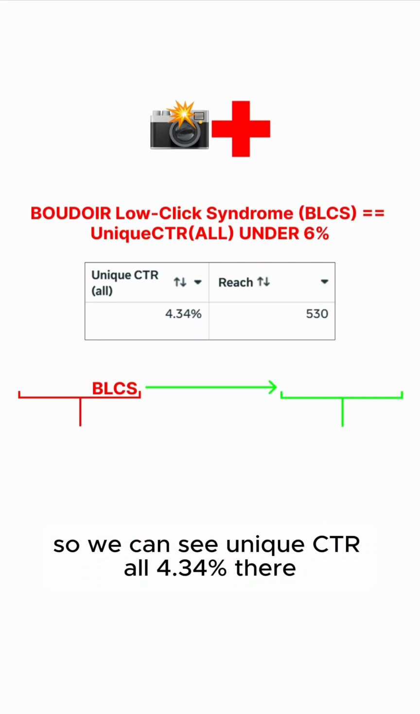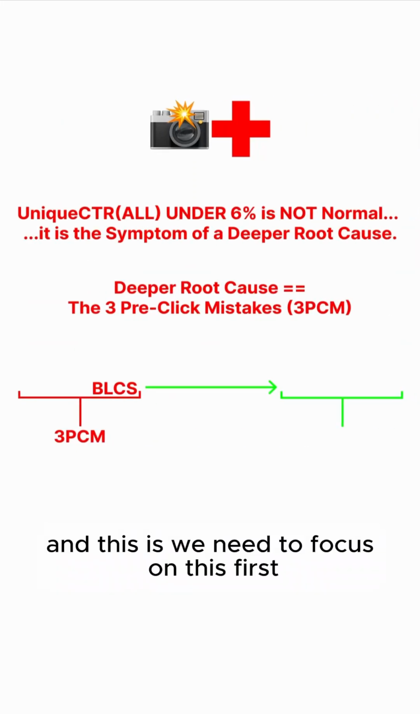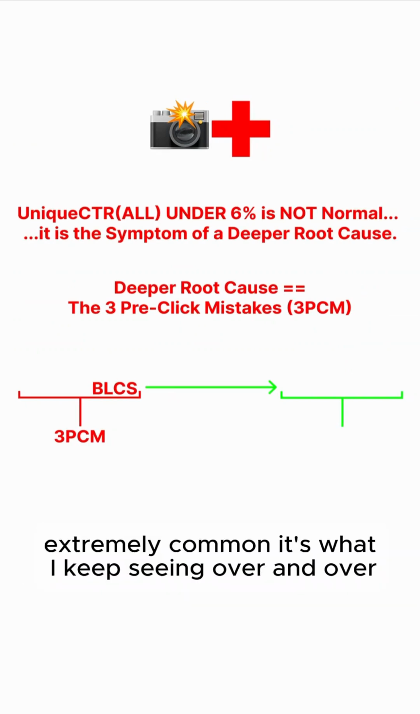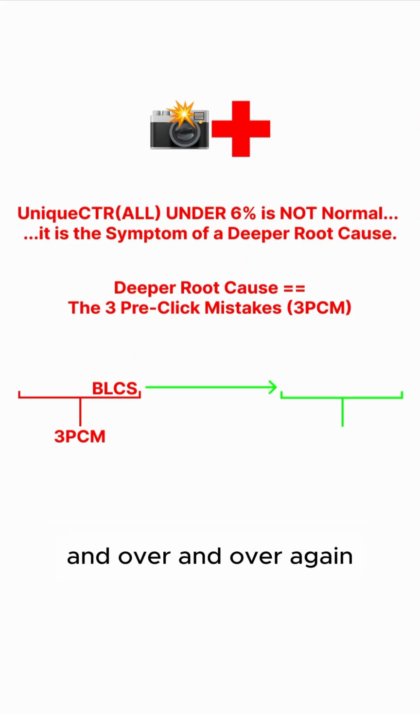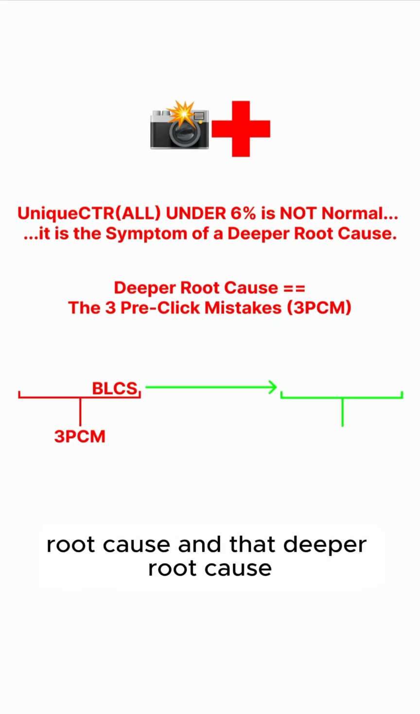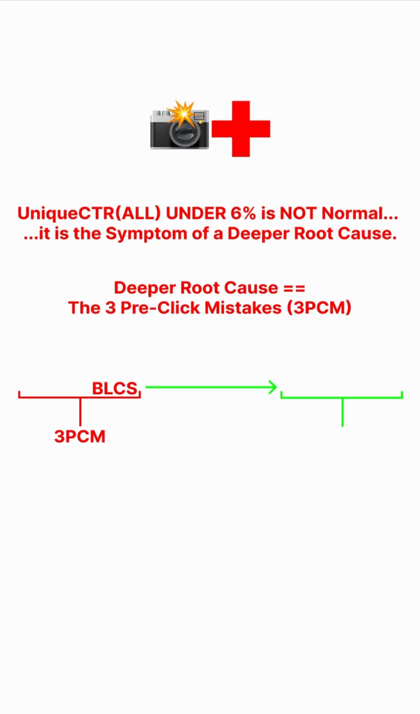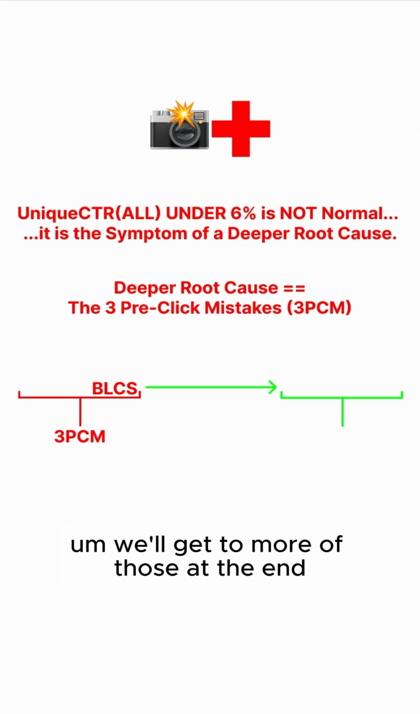We can see the unique CTR is 4.34% there. We need to focus on this first because a unique CTR under 6% is not normal. Extremely common, and it's what I keep seeing over and over again. Every single Boudoir Facebook ad I've seen and tested has BLCS, unique CTR under 6%. And it's a problem because it's actually the symptom of a deeper root cause, and that deeper root cause is the 3 pre-click mistakes. The 3 pre-click mistakes cause BLCS, and we'll get to more of those at the end.